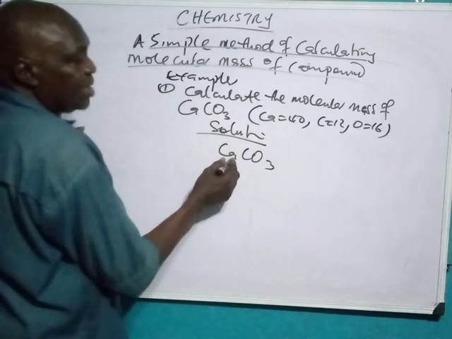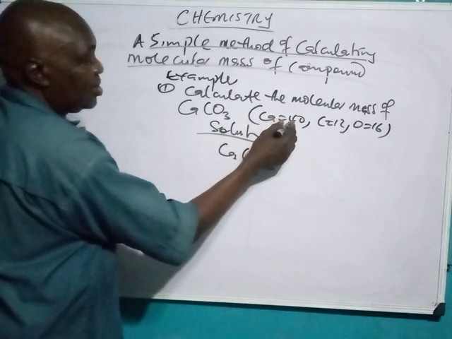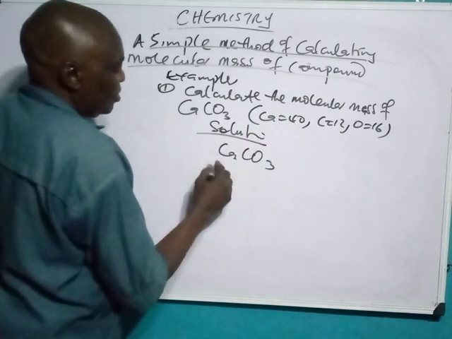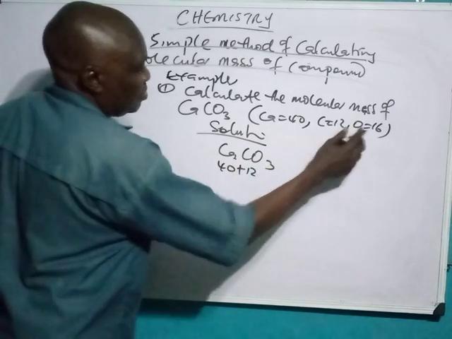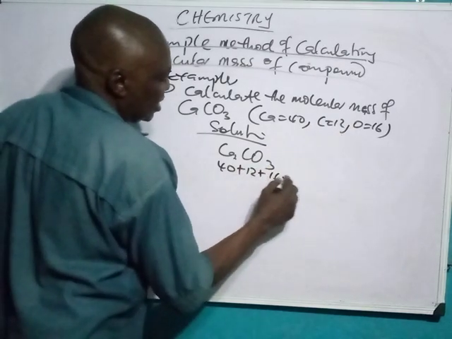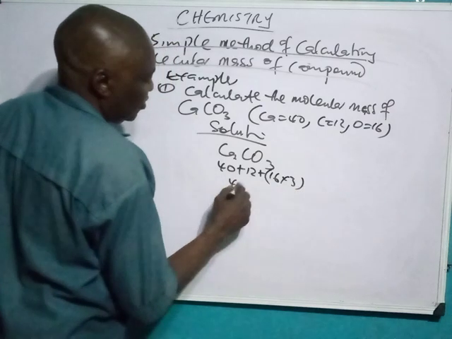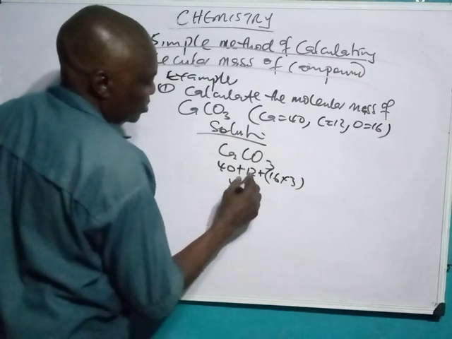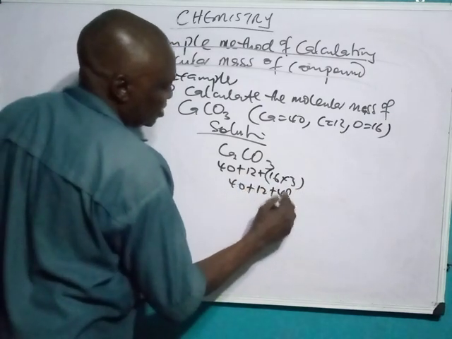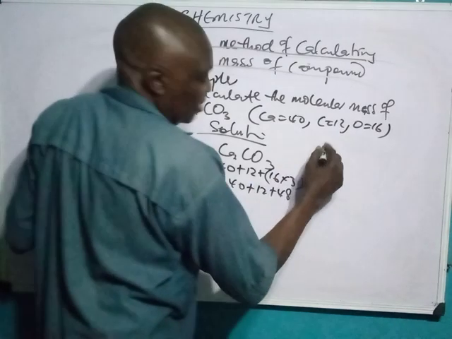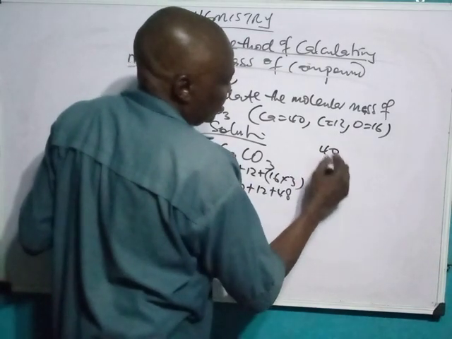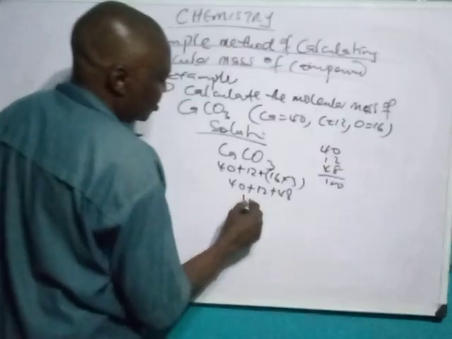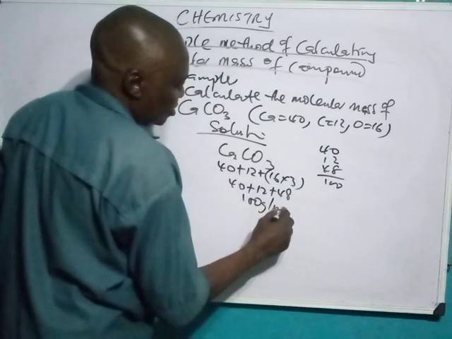Solution: CaCO3. Calcium here is 40, you are told. That's the mass number. 40 plus 12 plus 16 times 3. 40 plus 12 plus 48. Let's see how it goes without a calculator. 12 and 48 gives 60, and with 40 that is 100. So it's 100 gram per mole.